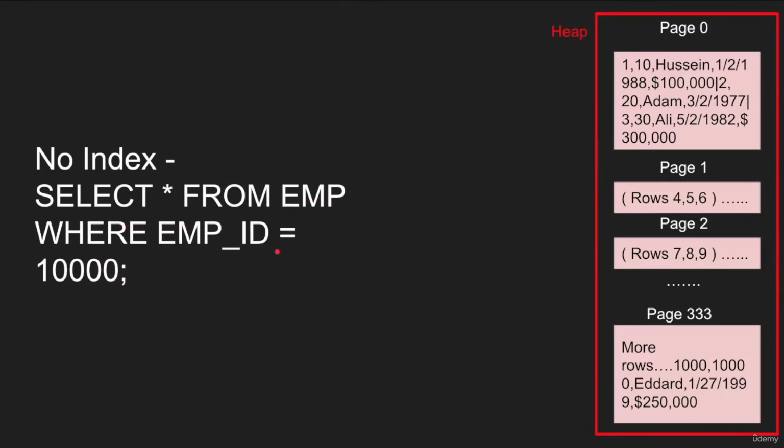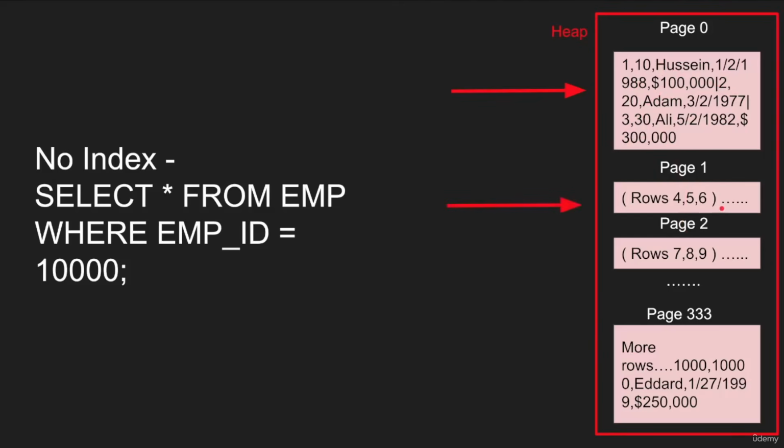Well, in this case, guess what? Employee ID doesn't have an index, right? So what do I do? Well, I don't have a choice. I have to go query page 0. How many rows do we have? We have row ID 1, which is employee ID 10, employee ID 20, employee ID 30. Oh, none. Discard the page. Go to the next page.